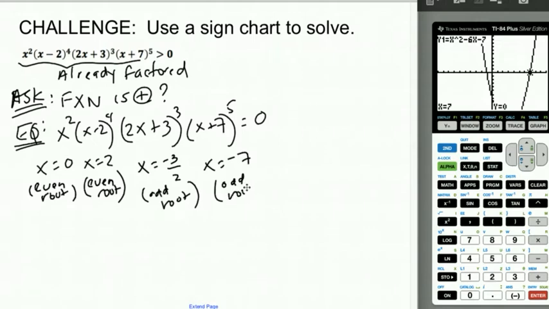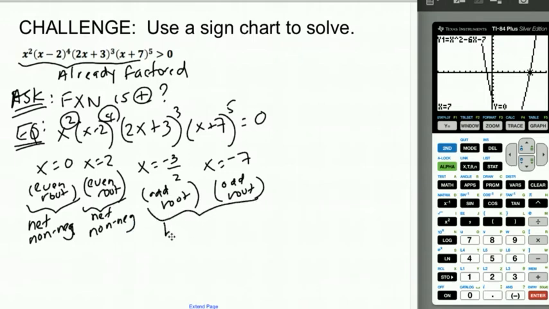Again, that's not because these are even numbers. It's because this is an even number and this is an even number, right? So what makes it an even root is that these are even powers. Here's the reason that's relevant. The even root is going to net non-negative, right? And the other even root is going to net non-negative, all right? But these guys both behave as though there's only one of them.